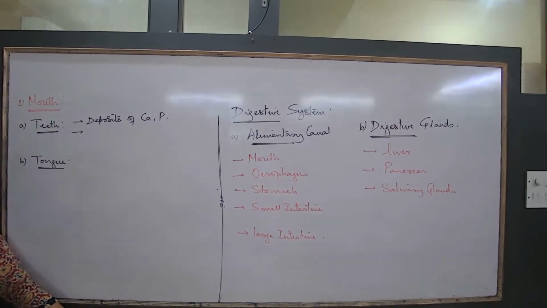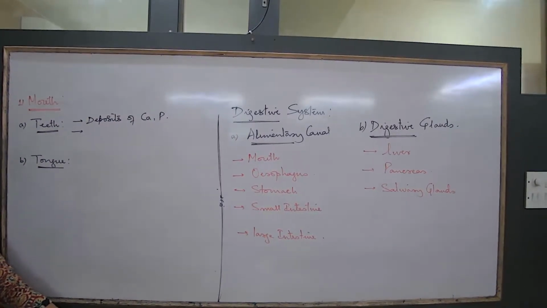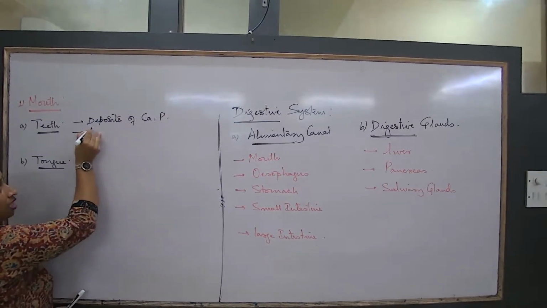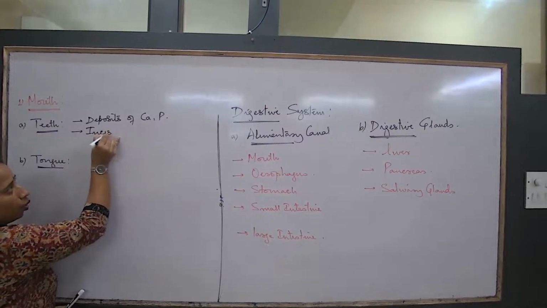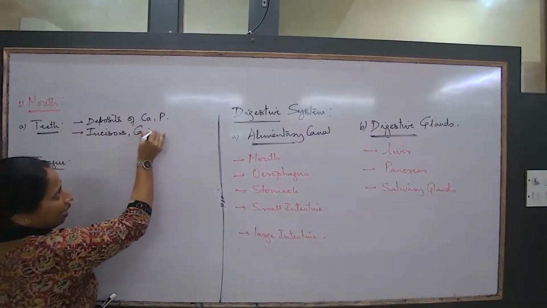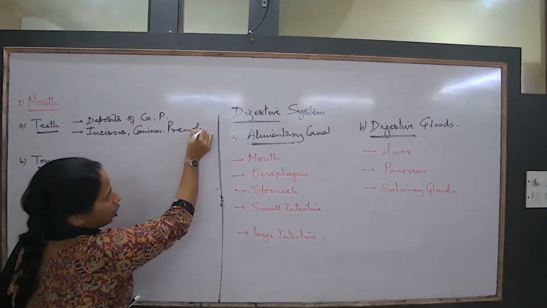Molars, premolars, canines, and incisors. So what are the 4 types of teeth that we have? And 4 types of functions, or at least 3 types of functions, definitely. We have got incisors, canines, premolars, and molars.